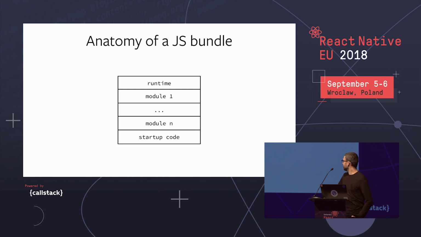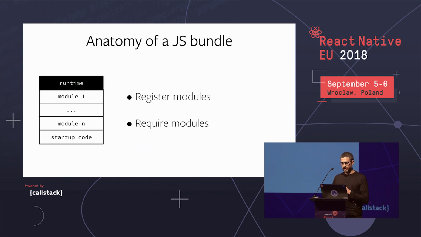What you can see here is the anatomy of a basic bundle. The first thing is the runtime, which takes care of making dependencies between the modules work correctly. Then we have the list of all the transpiled modules that form the application, one after the other. And at the very end, we have the startup code, which bootstraps the whole application. Now let's dive a little bit into these pieces.